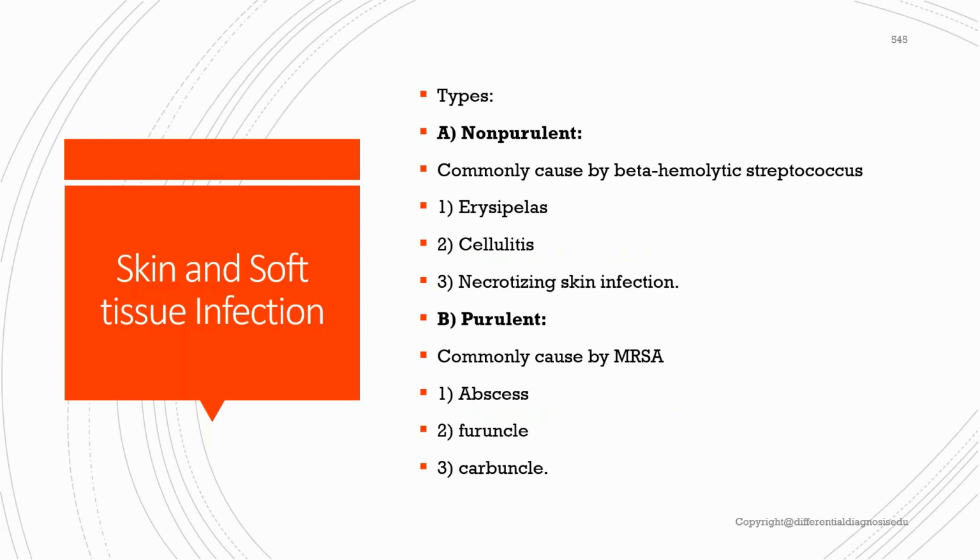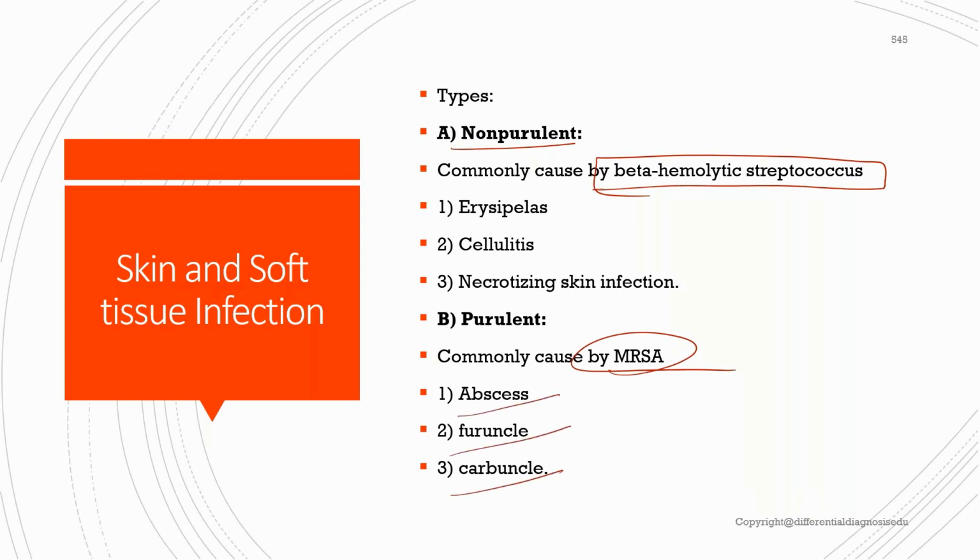So what are the types of non-purulent skin infection? Most common organism, beta hemolytic strep. And remember, strep we can treat with penicillin, cephalosporin. If it is purulent, MRSA. It can be abscess, furuncle, carbuncle, require MRSA coverage plus drainage. So non-purulent infections are erysipelas, cellulitis, necrotizing skin infection.